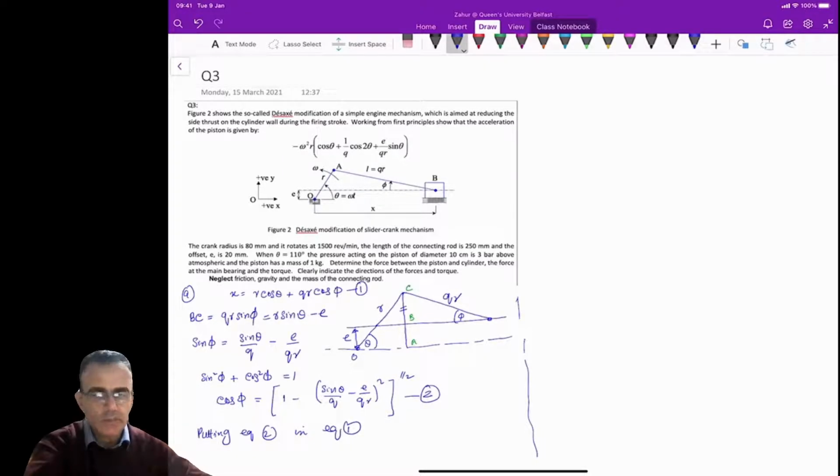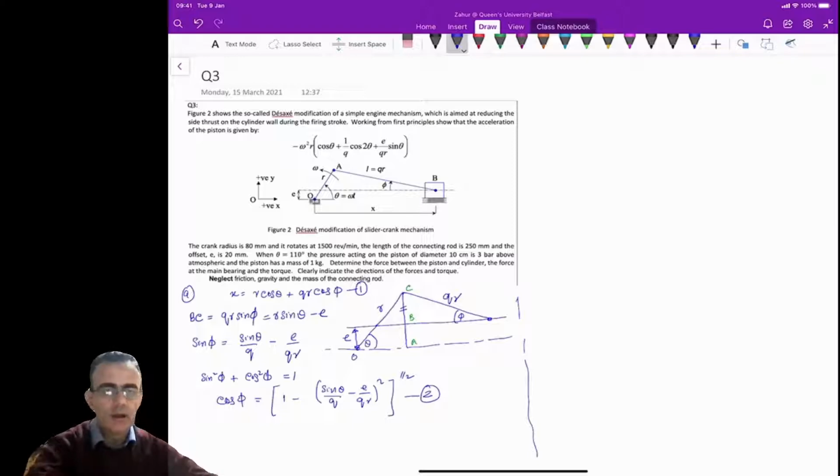So if you do this, what you will get here. But before doing this, we will just need to simplify this equation first. So we will not do this. First, we need to simplify this equation using the binomial equation here. And we know that the binomial equation is this here.